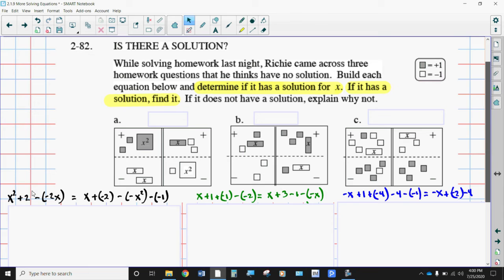Make sure you understand you got your x squared plus your 2 minus your negative 2x's is equal to x plus a negative 2 minus a negative x squared minus a 1, okay? So make sure you're looking through those. Once you've got those equations right, you don't necessarily have to manipulate the tiles on the online tool. Just go ahead and do the symbolic representations.